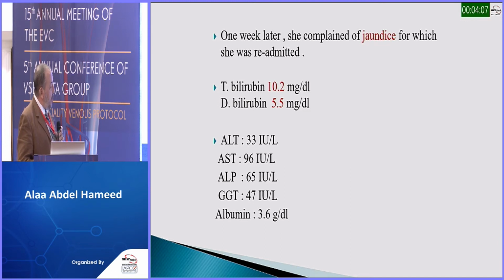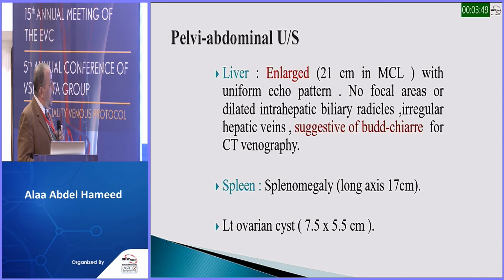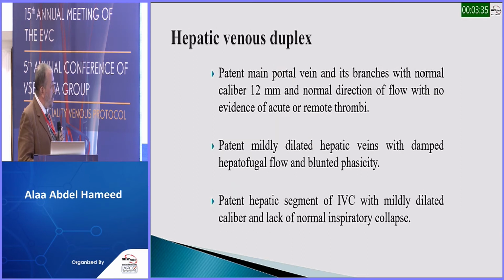The liver enzymes were also high. At this stage, the ANA, the anti-nuclear antibody, was positive, and when we did the lupus anticoagulant screening for antiphospholipid antibodies, it was also positive, and the complement was still consumed. But doing a pelvic abdominal ultrasound, they told us that there were irregular hepatic veins suggestive of Budd-Chiari, for CT venography, and the spleen was also enlarged.